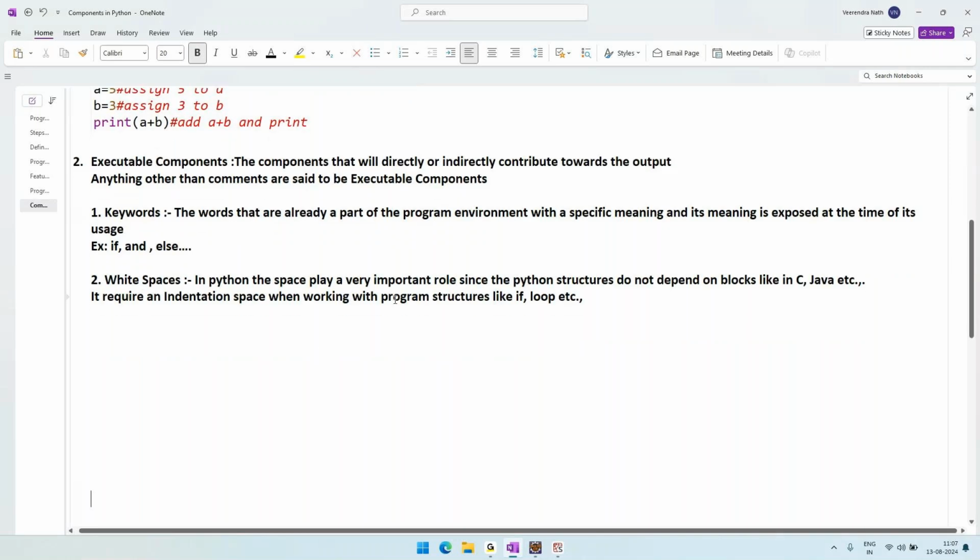So we require the space. So అందుకనే space కూడా one of the component అన్నమాట. Space కూడా one of the component. So that is why we are also talking about the white space as the component.